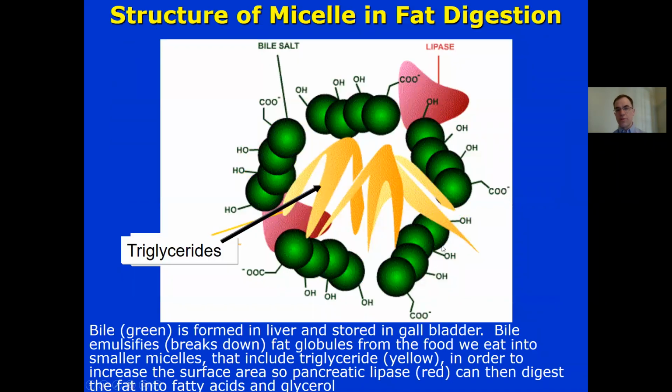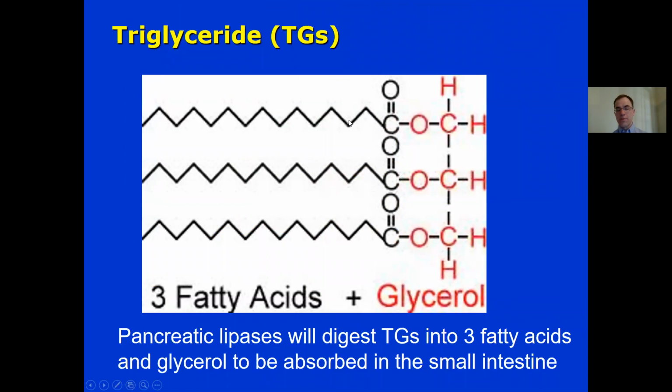This is a picture of a micelle where the green is the bile. Inside are the triglycerides, and the idea is that it allows for an increased amount of surface area for the pancreatic lipases, depicted in red, to come in and break apart the triglycerides. You're tearing off these free fatty acids, 1, 2, and you're leaving a monoglyceride. So you have a couple of free fatty acids circulating in the small intestine, along with monoglyceride, which is a glycerol with just one fatty acid attached.